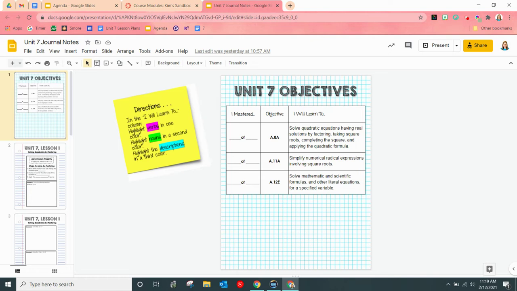Or you may just be copying the notes down in a spiral notebook. That's fine. If you're doing that, you do not have to copy these objectives down, but this is what we're going to learn. We're going to learn to solve quadratic equations, and then we're going to simplify radical expressions. And then we've actually already learned 12e literal equations, but it's just something else that comes back in that we have to use to solve quadratics.